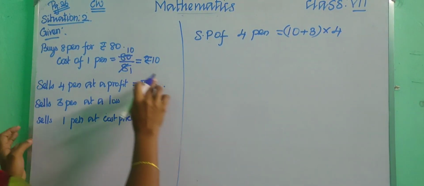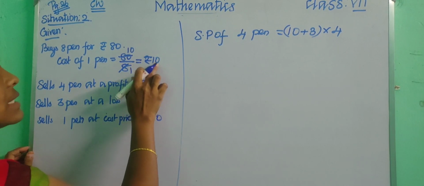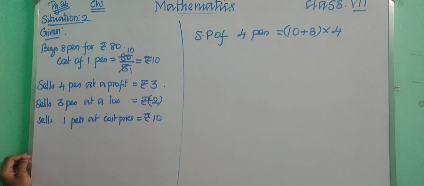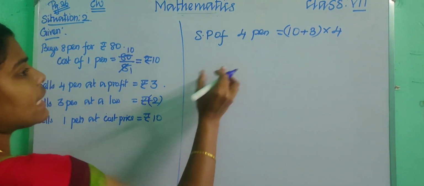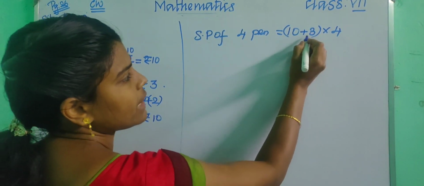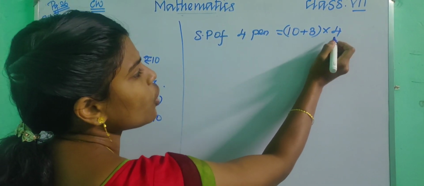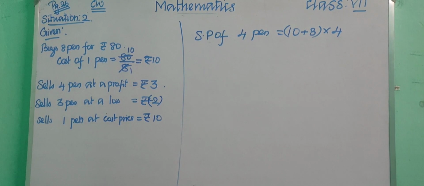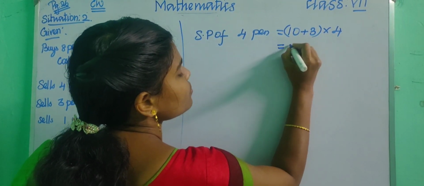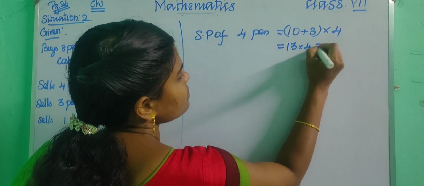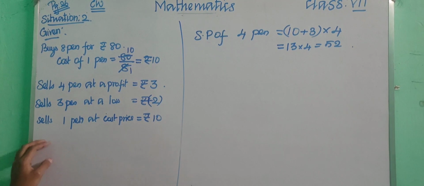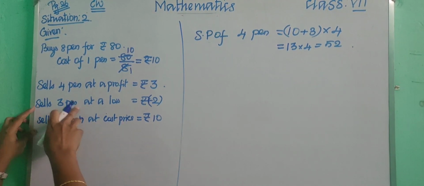Okay, children. So the cost of a pen is 10, and from that he got the profit of rupees 3. So 10 plus 3, and the total number of pens is 4. So 10 plus 3 into 4. 10 plus 3 is 13. 13 into 4, you will get 52. Rupees 52.